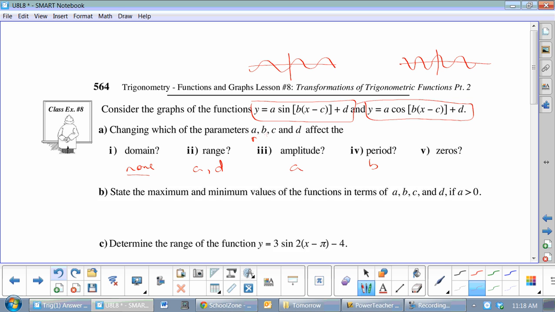Which one of those affects the zeros? Okay, does A affect the zeros? How about B? Yeah, B affects them. How about C? If I move that thing left or right? Yep. How about D? If I take that thing and I move it down?